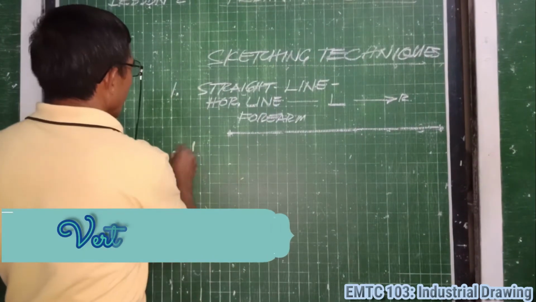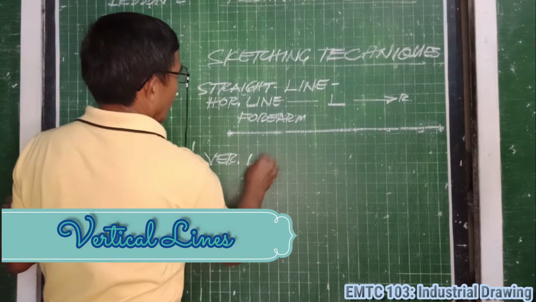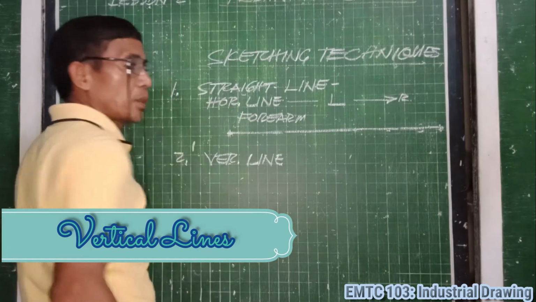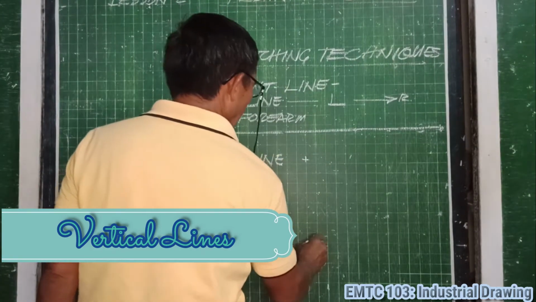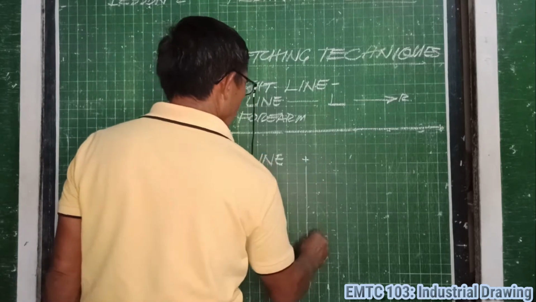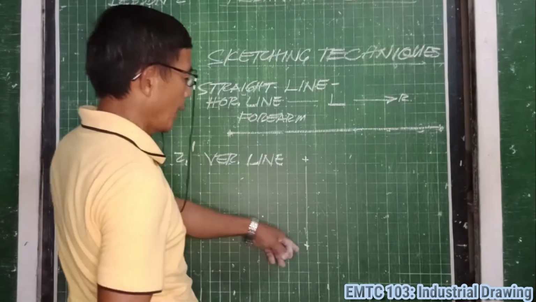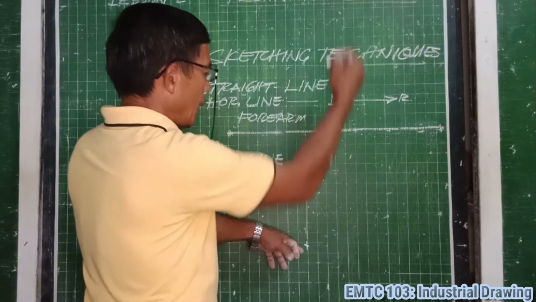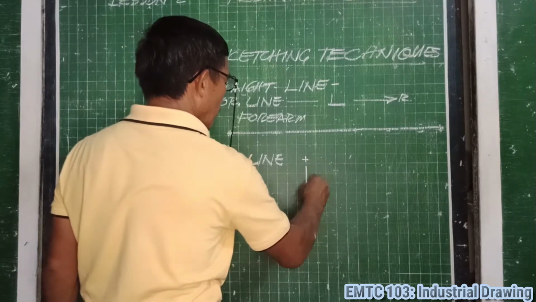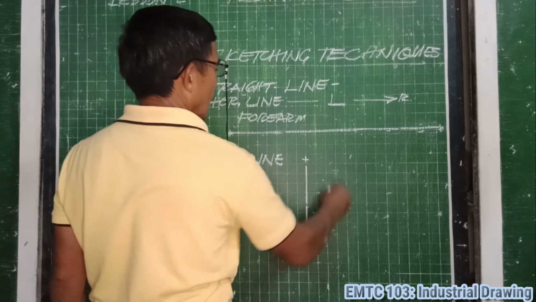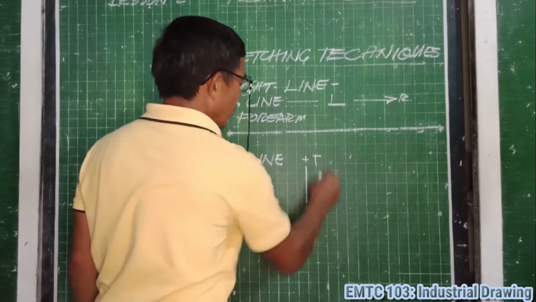Another is the vertical line. A vertical line is sketched from top downward, top to bottom. So you are going to focus the line by pulling the line downward to draw a vertical line. Okay? That is the technique in drawing a vertical line from top to bottom.